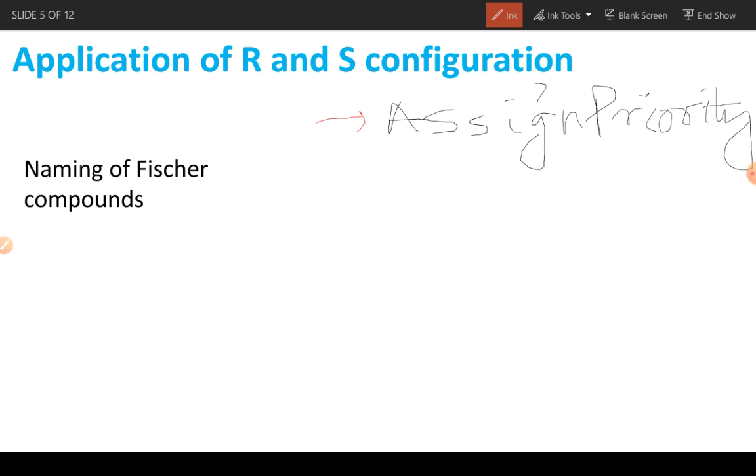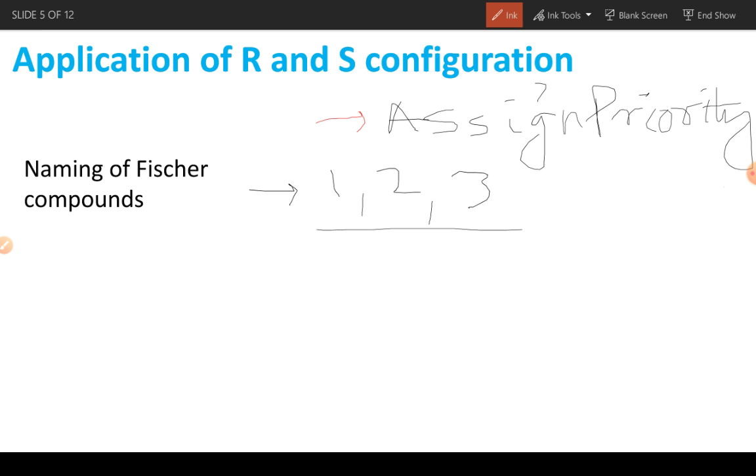In the previous classes, during my R and S configuration, I said what the priority groups are. We need to remember that. And next, we will number them like 1, 2, 3 according to their priority groups. If it is a high priority group, we will number it as 1, then 2, then 3.